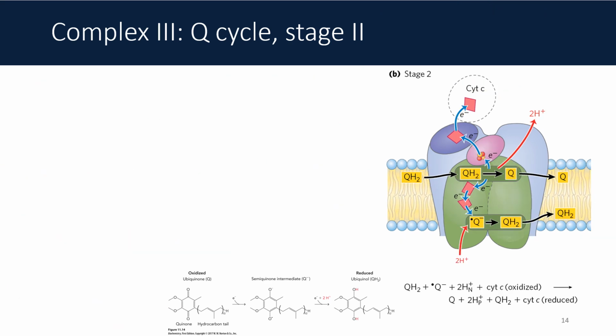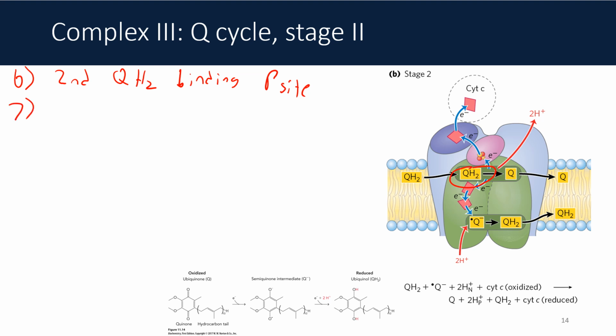Continuing on with the second half of the Q cycle, step 6 is going to look familiar. We will have a second instance of reduced ubiquinone, QH2, binding the P site right over there. That's what we did essentially in step 1.